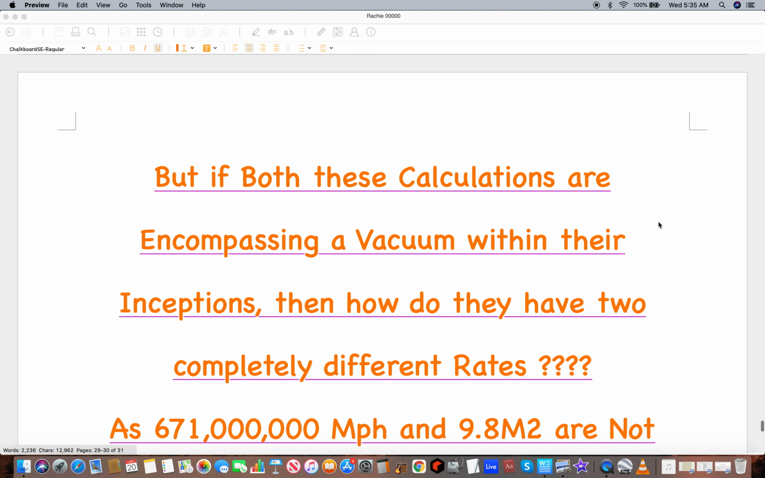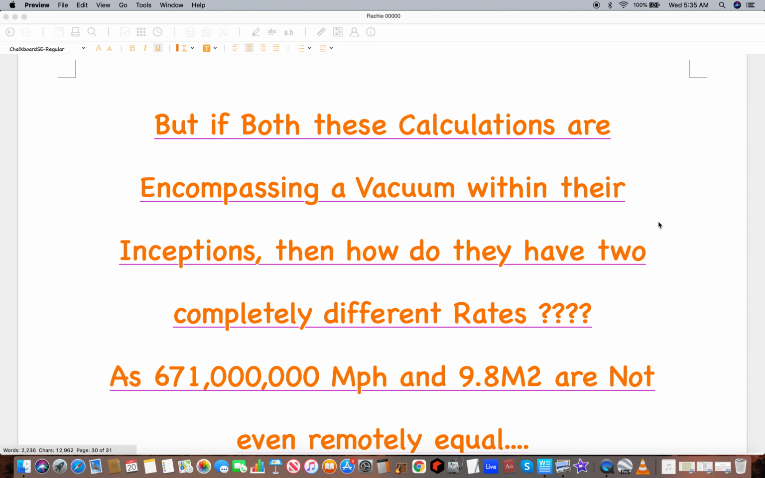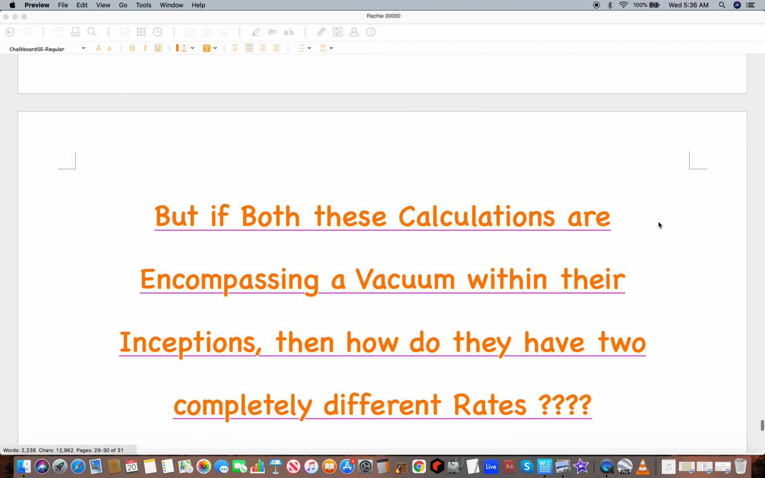But if both these calculations are encompassing a vacuum within their inceptions, then how do they have two completely different rates? If it's the same gravity moving through a vacuum, then how can they have two different rates? What slowed down the universal gravitational constant, which is 671 million miles per hour? What slows that down to 9.8 meters per second squared? Just because it supposedly would have come close to a mass, which would be the Earth. There is no explanation for any of this.